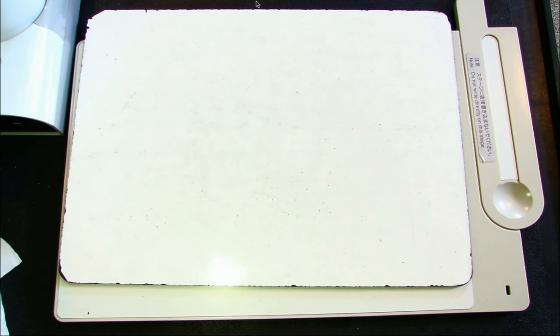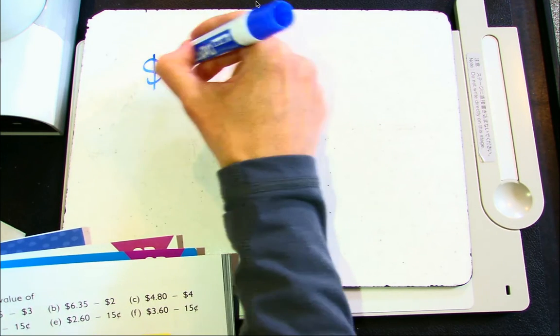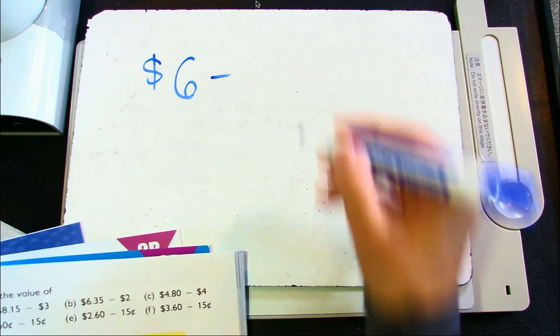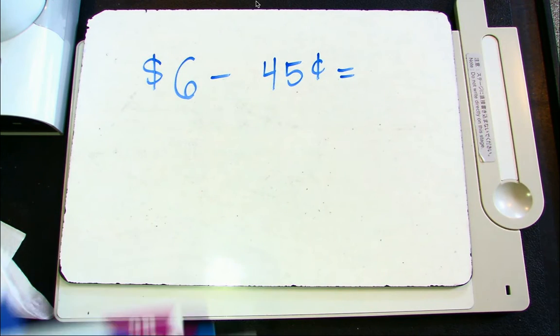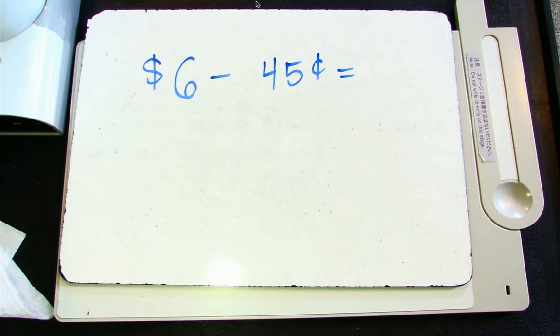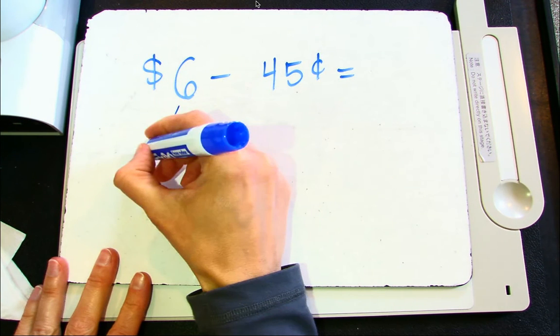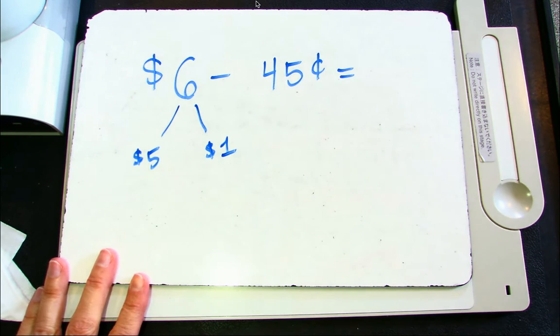All right, let's try another. We'll try one more. It says $6 minus 45 cents. All right. Now, you can definitely use mental math here. If you can, in your mind, you can split this apart and think of it as, we know our answer is going to be $5 and something, because we can think of our $6 as $5 and $1.